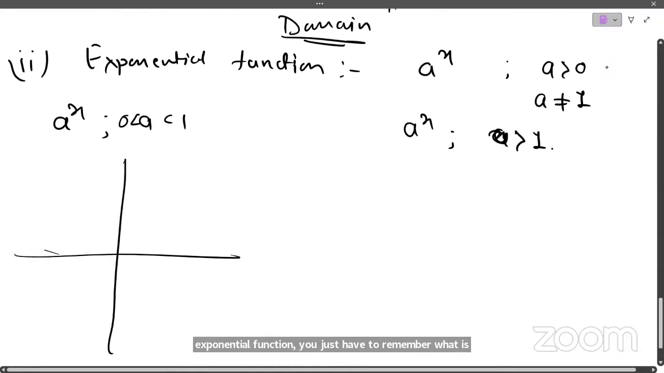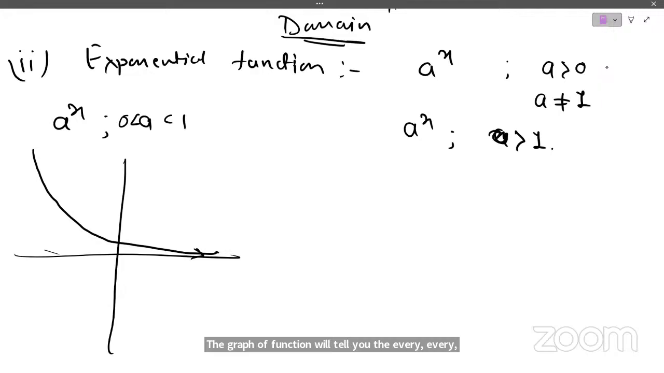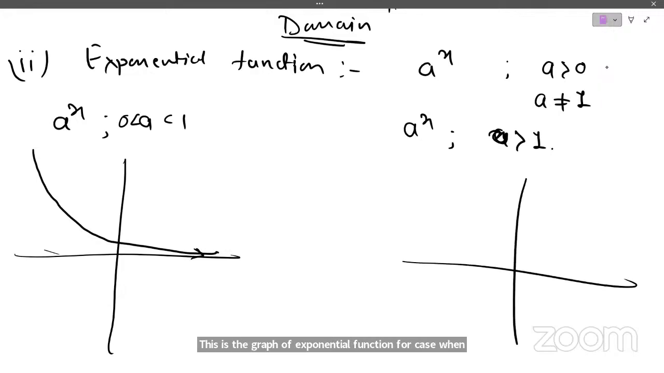In the exponential function you just have to remember the graph of the function. The graph will tell you every property of the exponential function. This is the graph of the exponential function for the case when a is between 0 and 1, and this will be the graph when a is strictly greater than 1. What is the y-intercept in this case?